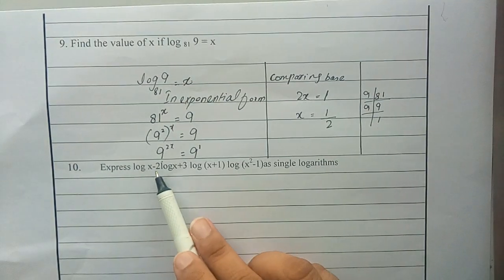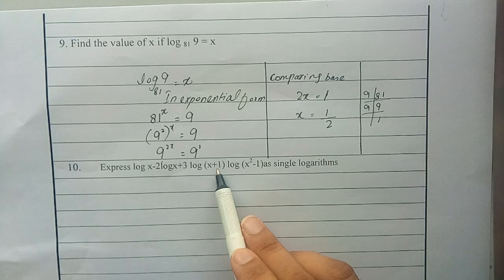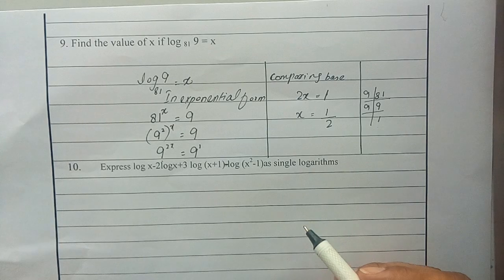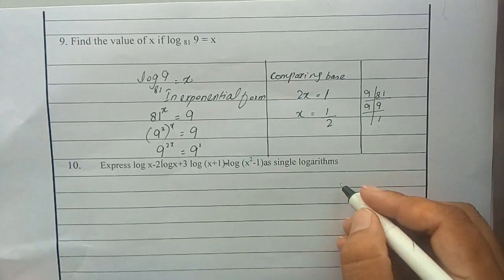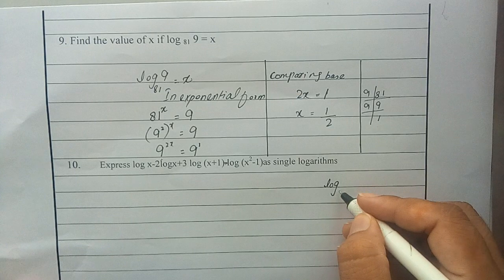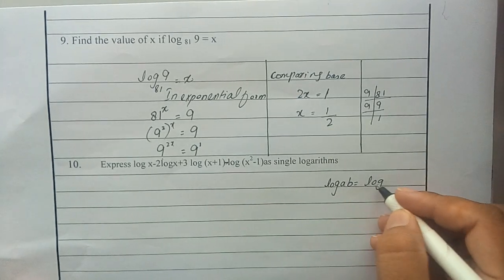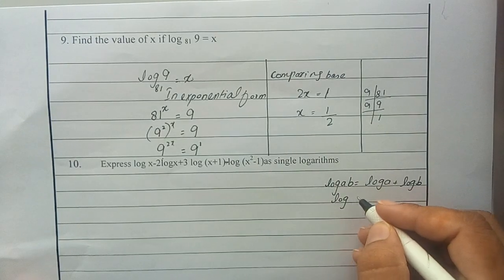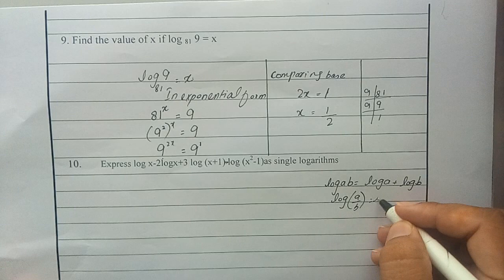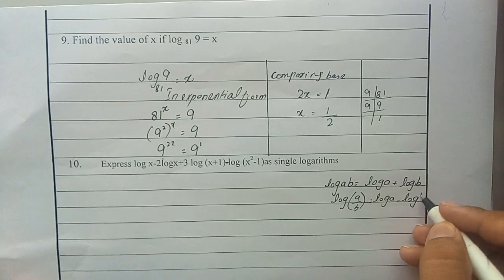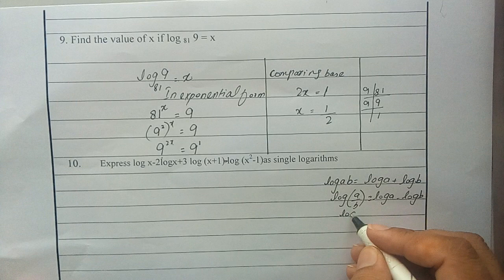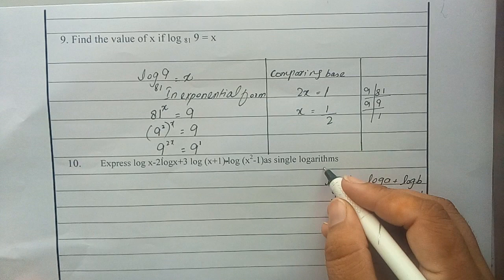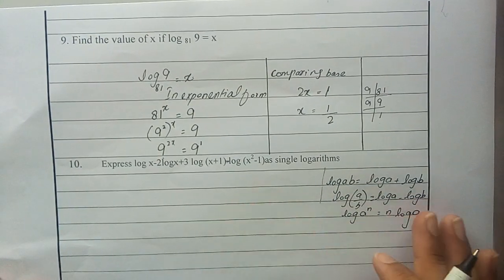Question number 10 is, express log x minus 2 log x plus 3 log x plus 1 minus log x square minus 1 as a single logarithm. Student, first recall the laws of logarithm which tell us log of ab is equal to log of a plus log of b. Second is log of a over b is equal to log of a minus log of b. Third is log of a raised to power n is equal to n log a. By using these three laws of logarithm, we will solve this question.